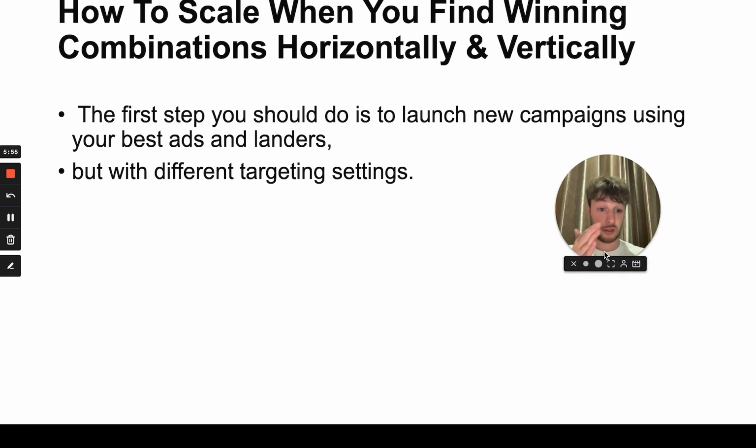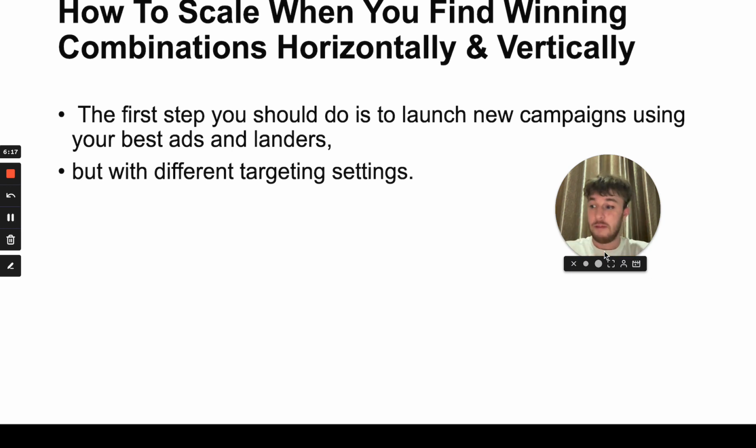So after I did that, the next thing is how to scale when you find winning combinations, horizontally and vertically. Very important, right? Two things, horizontally and vertically. So the first step that you should do is launch new campaigns using your best ads and landers, but with different targeting settings. So that's how you scale. That's how you start as a beginner, as a newbie. Even myself, I always teach my students, do this first.